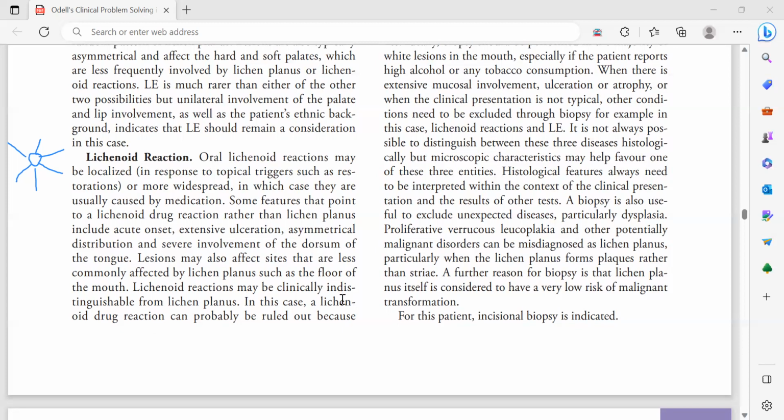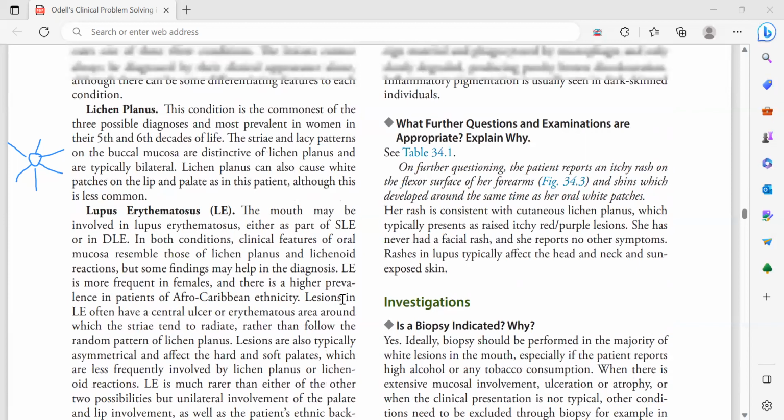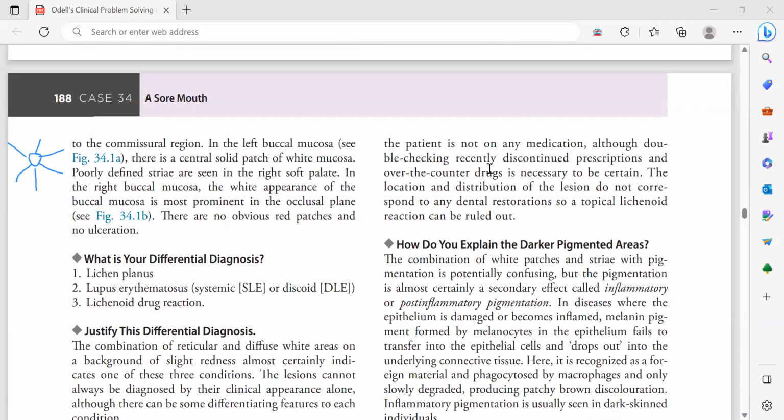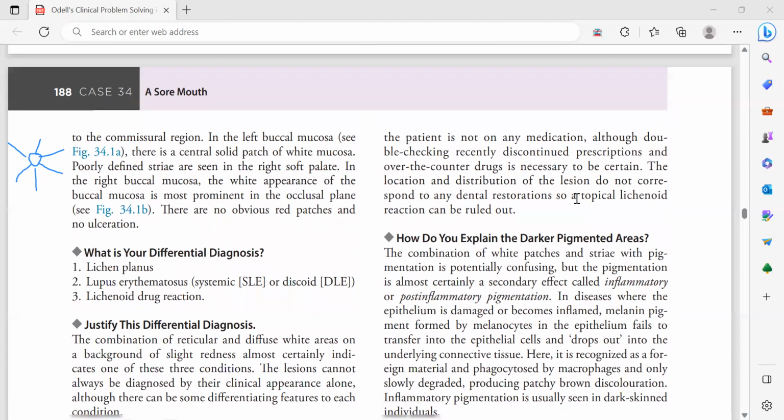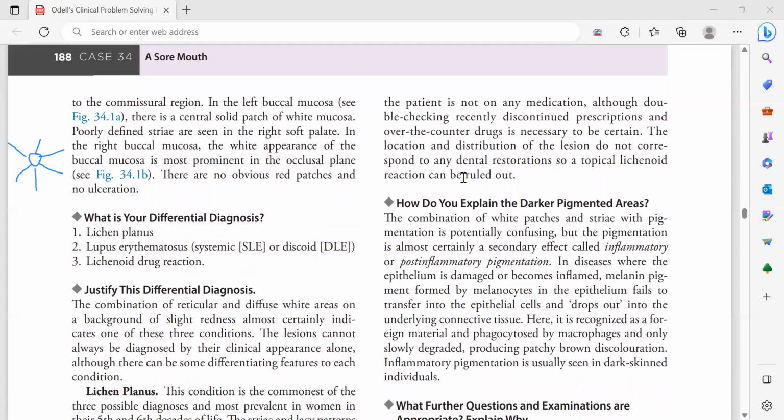In this case, a lichenoid drug reaction can probably be ruled out because the patient is not taking any medication. Although double checking recently discontinued prescription or over the counter drugs is necessary to be certain, because an NSAID could also lead to these types of reactions. So we need to check these things again with the patient, but the patient in the medical history stated that she's not taking any medication, so we can rule it out. The location and distribution of the lesion do not correspond to any dental restoration, so a topical lichenoid reaction can be ruled out.